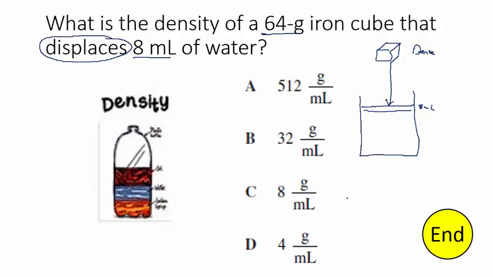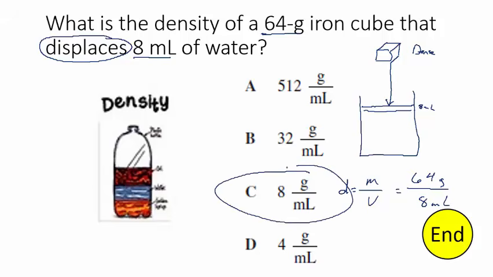So the other thing that comes into play is this equation right here. Density equals mass divided by volume. The mass being 64 grams divided by the volume being 8 milliliters. We get a simple calculation of 8 grams per milliliter, and that is the density of iron.